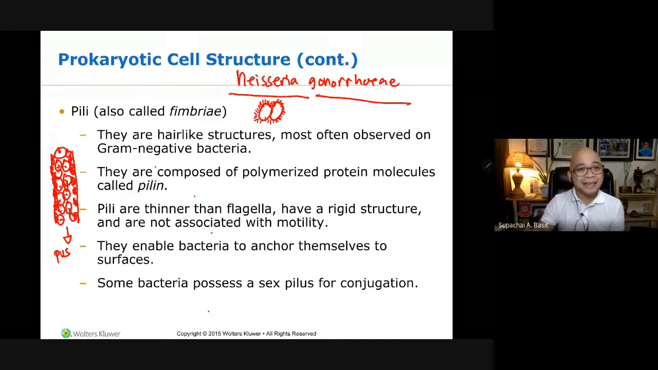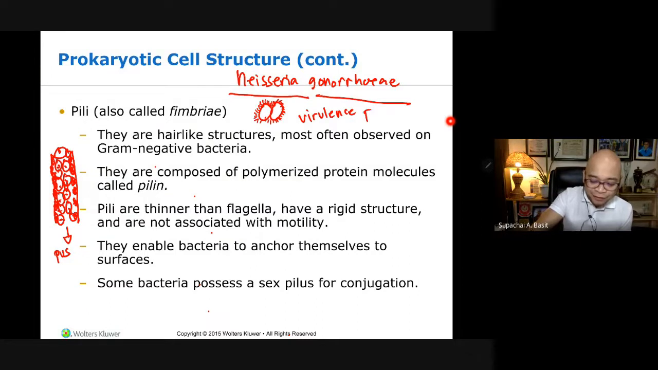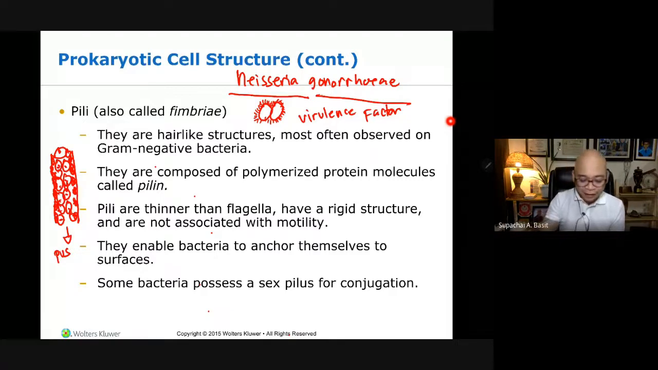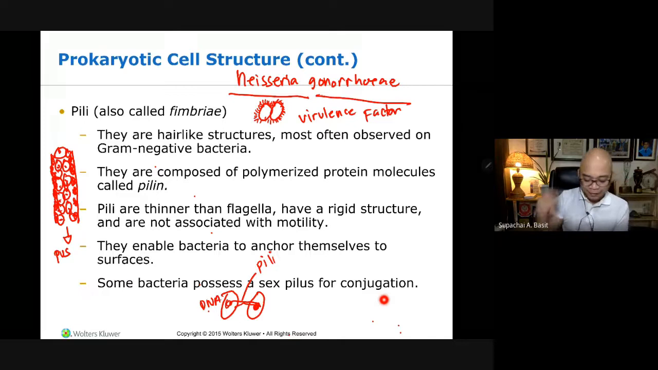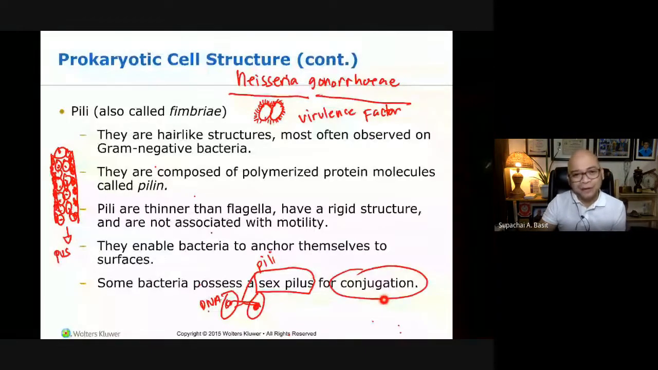So again, pili are another example of a virulence factor. Now, if the pili, for example this is the pili, are responsible for the transfer of DNA from one bacterium to another bacterium, then it is called a sex pilus, and it's important for conjugation. What do you mean by conjugation?